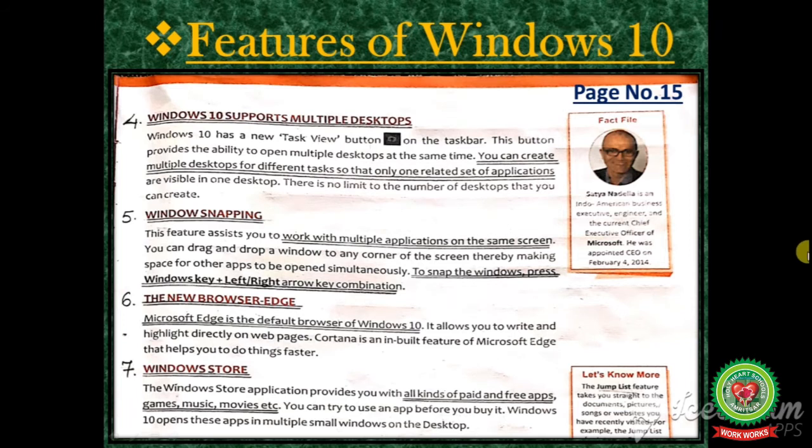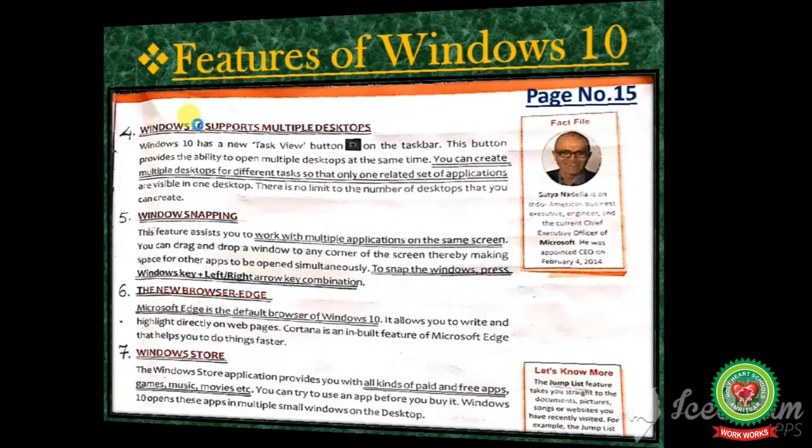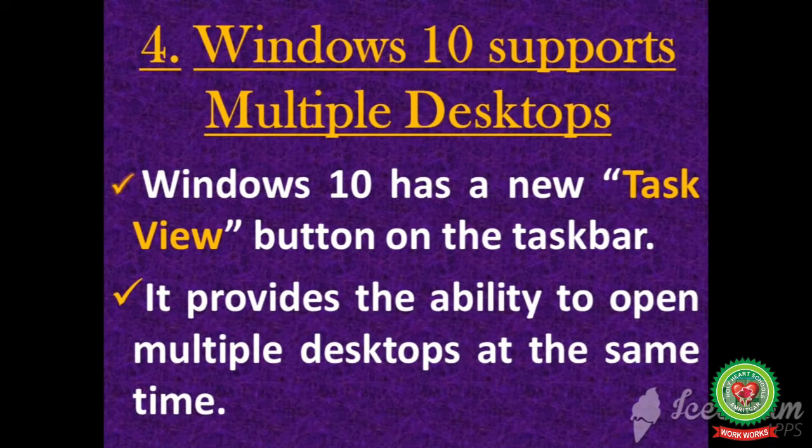Now on page number 15 we will do the fourth feature of Windows 10, that is Windows 10 supports multiple desktops. Windows 10 has a new Task View button on the taskbar which provides the ability to open multiple desktops at the same time. So let's do its practical on Windows 10.